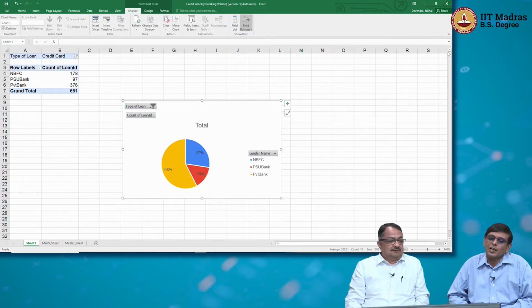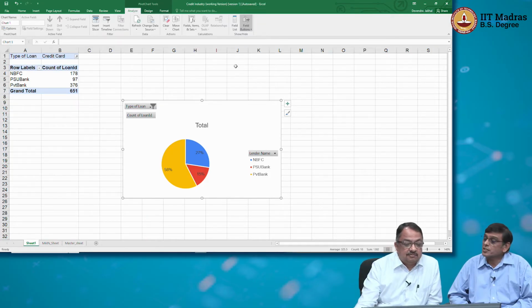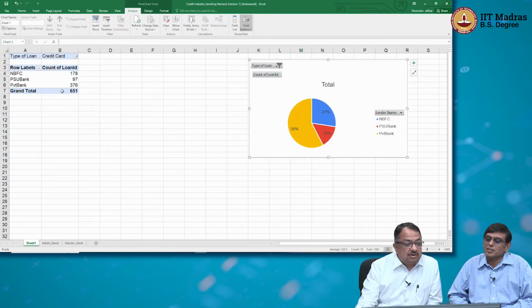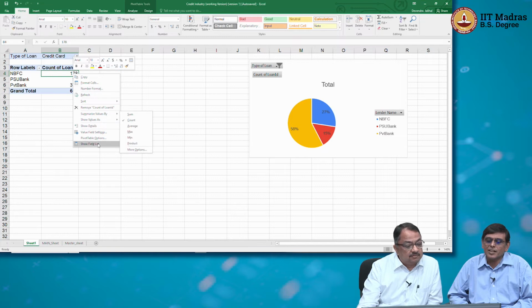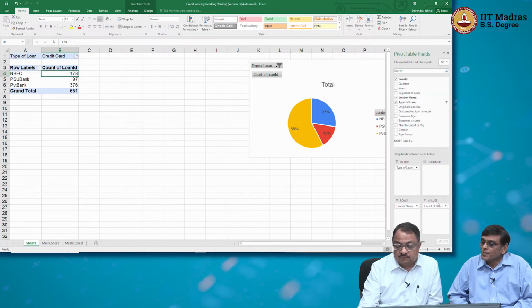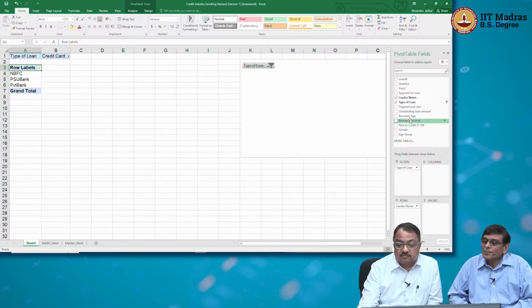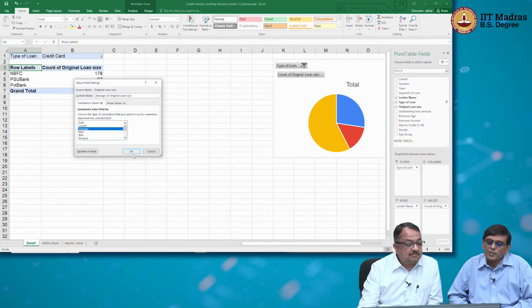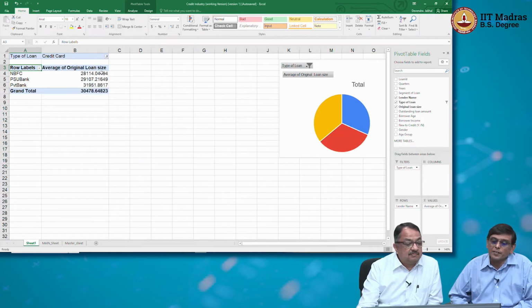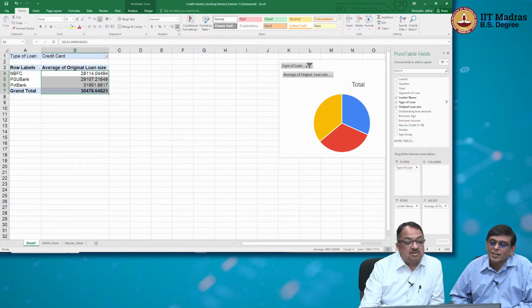So can we do the same thing now by transaction size, average transaction size? Across years, yeah. First we'll see across years, then we'll see trend. Original loan size or outstanding loan size? Original loan size. Average you want? Average, so average of the loan that they have given. Too many zeros. Let's reduce the zeros. Very important to format it right.